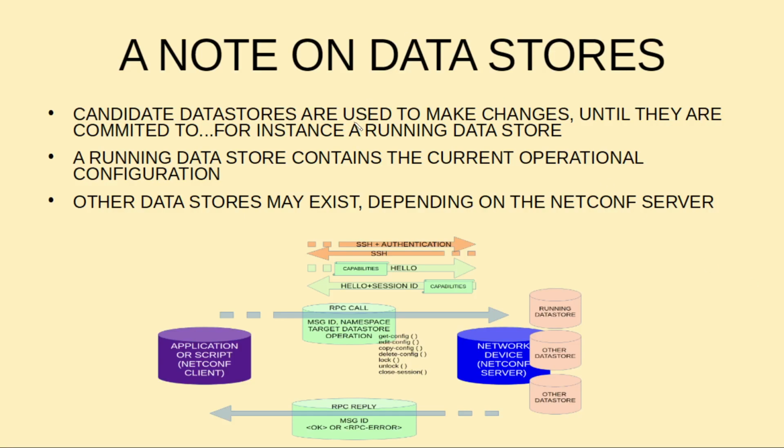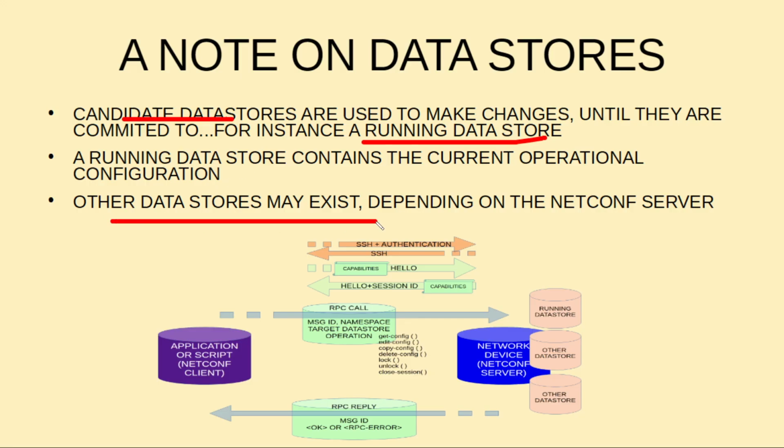Just a note here, we can make use of a feature that is known as candidate data store, where we can make changes on this candidate data store, and when we are ready, we can commit those changes into a running data store. A running data store contains the current operational configuration.